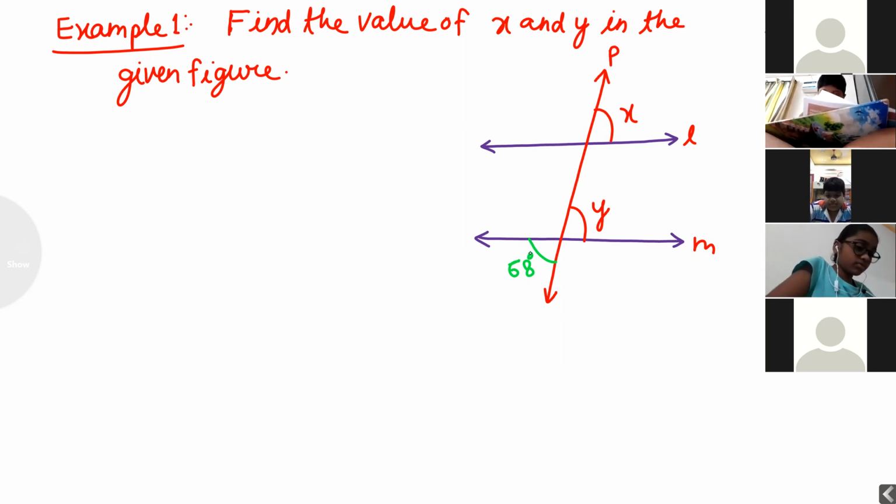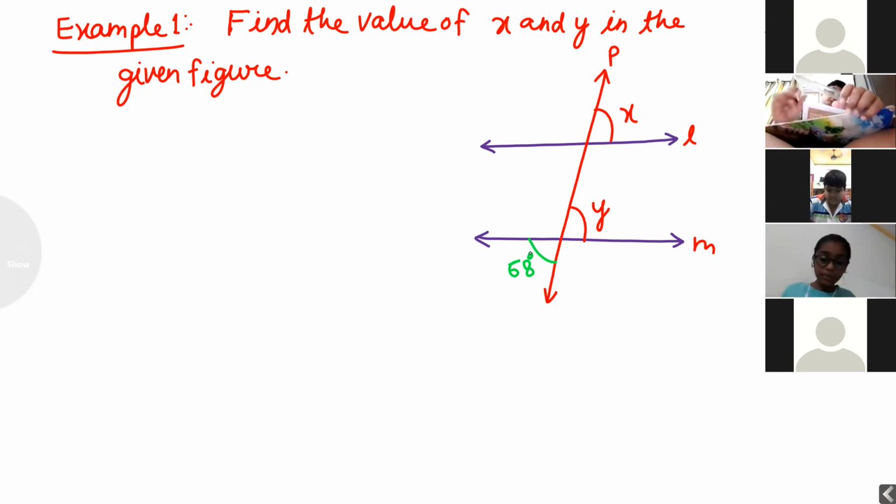Now without solving, I will give the answer within one second. Y is equal to 68 degrees, X is equal to 68 degrees. Y is a vertically opposite angle, opposite to 68, so angle Y is 68 degrees. Then how to find angle X? Angles X and Y are corresponding angles, so X is equal to Y, which is 68 degrees.